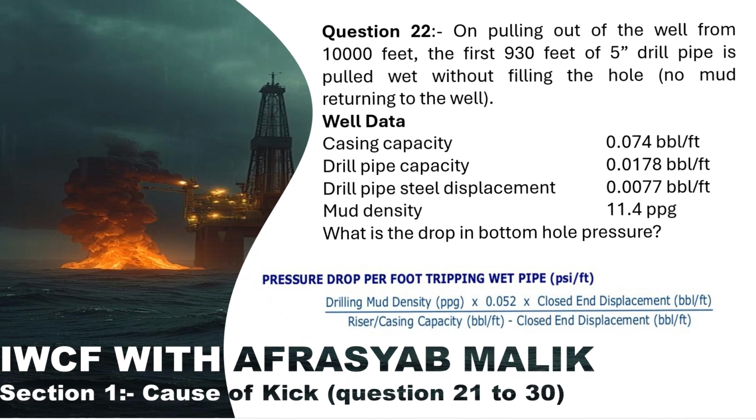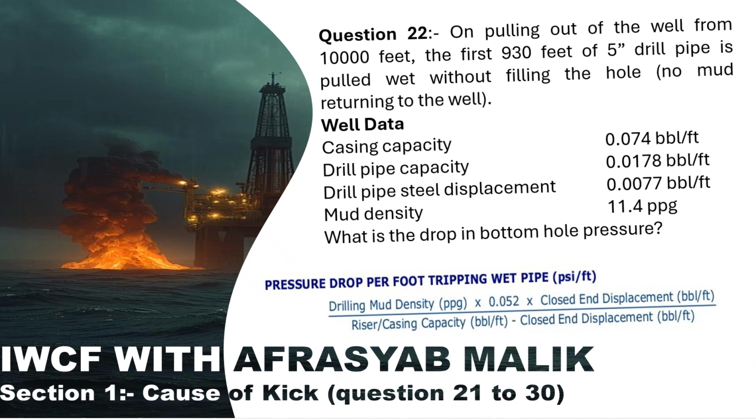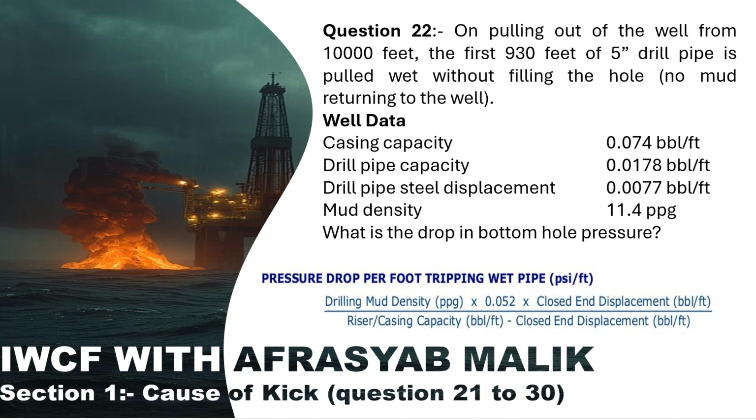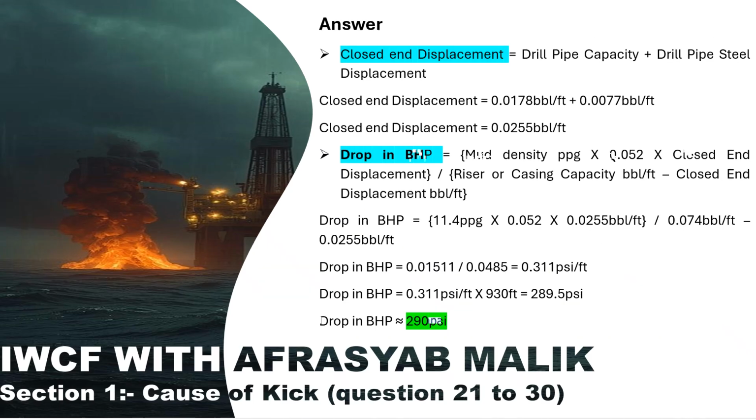Here's another scenario. We are pulling out of the well from 10,000 feet, and the first 930 feet of 5-inch drill pipe is pulled wet, meaning no mud is returning to the well. Well data is given. Our task is to calculate the drop in bottom hole pressure caused by this operation. We will use the standard formula for pressure drop per foot while tripping wet. After applying the formula and doing the step-by-step calculation, we find that the BHP drop is 290 psi. This is a significant drop, so always remember, pulling drill pipe without filling the hole can drastically reduce your bottom hole pressure.